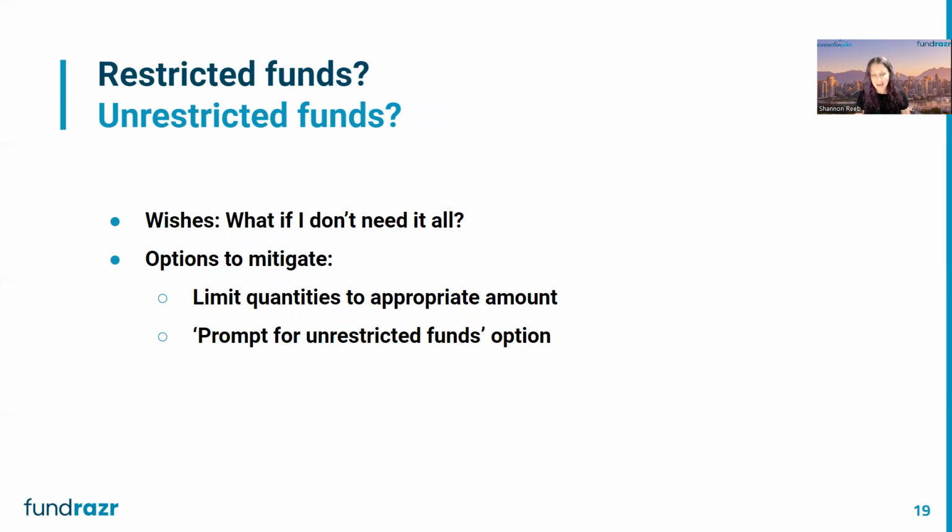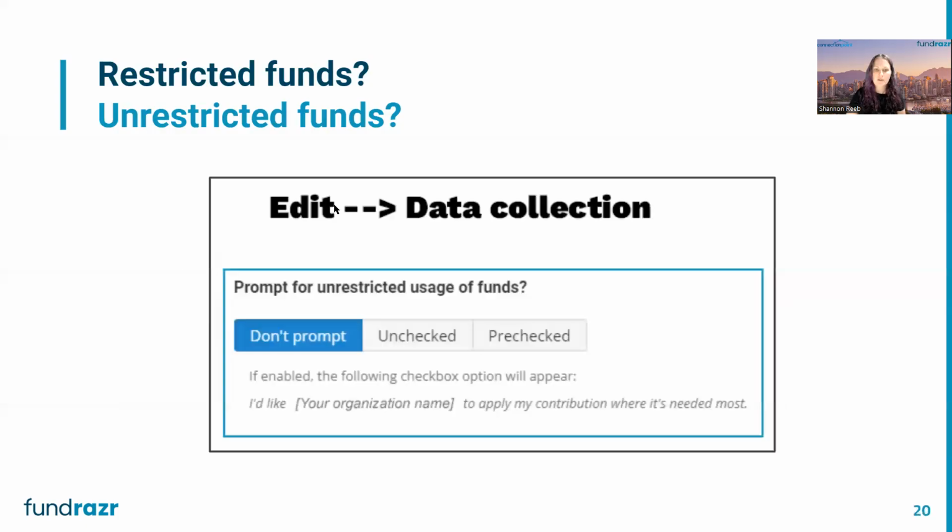So in order to mitigate that, what Fundrazr did was we included an option for the supporter to acknowledge that this is a representation only, and you are going to put the funds towards whatever you deem needs it most for that project. So how you do that is you go to the edit section of your campaign and then data collection. Under there, you'll see this option, prompt for unrestricted usage of funds. You cannot prompt at all. You can prompt, but have it unchecked when the supporter gets to that part, or you can have it pre-checked. And if it's enabled, it will look like this.